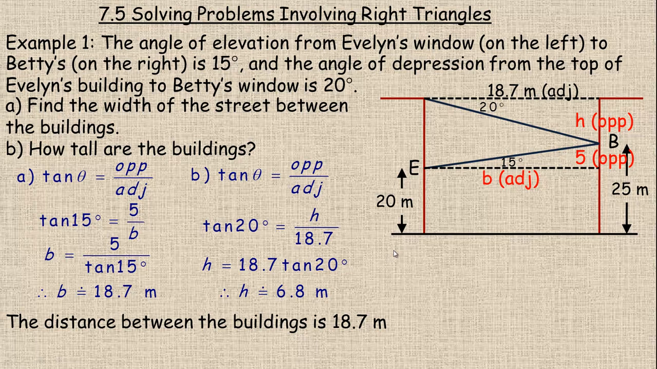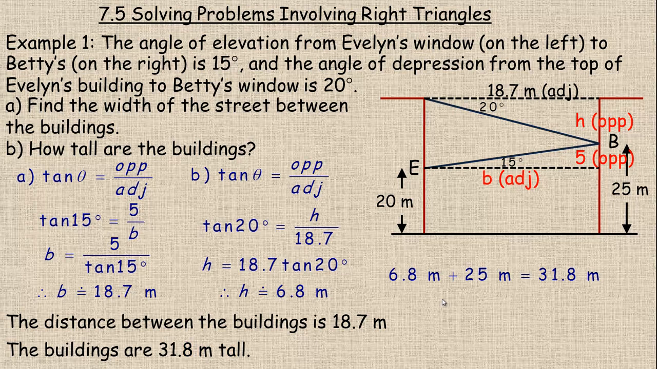So that's the h distance. So to find the total height of the building here, we would add that 6.8 there to the 25, and that works out to 31.8 meters. So that's how tall the buildings are.